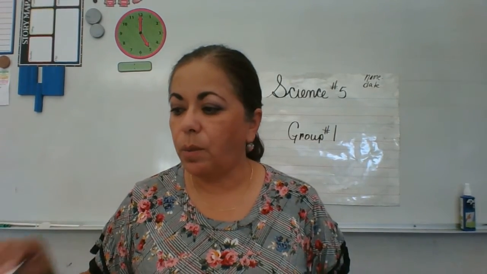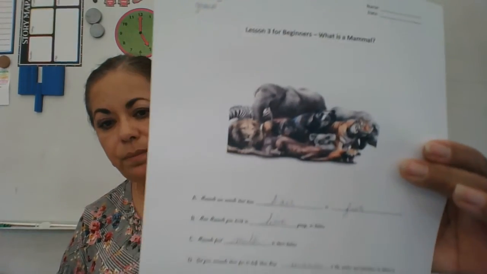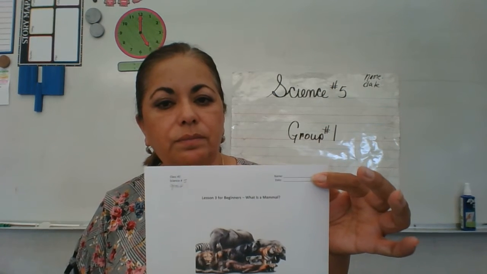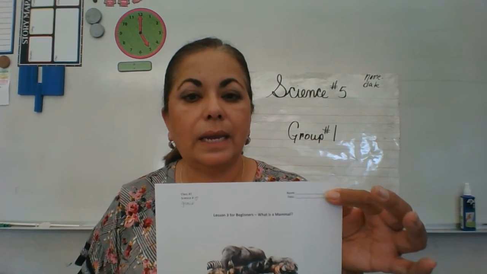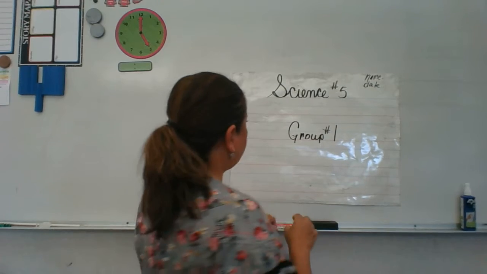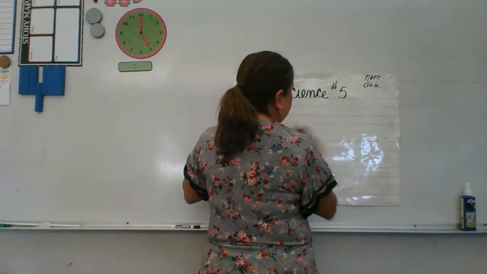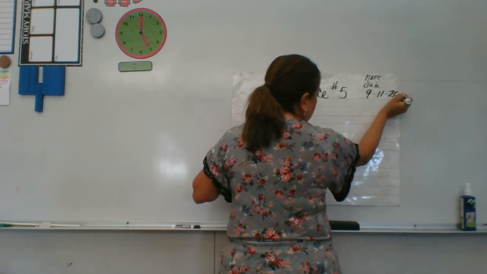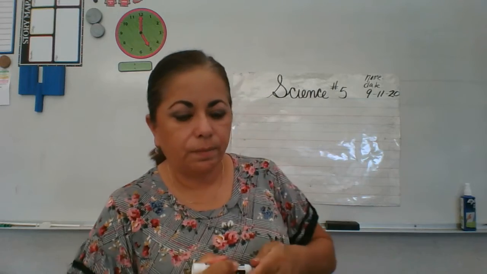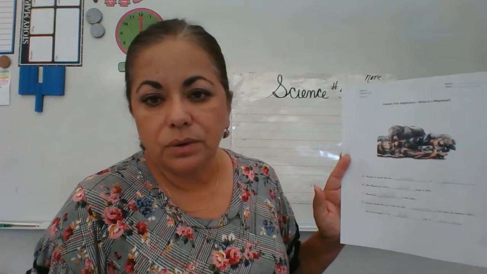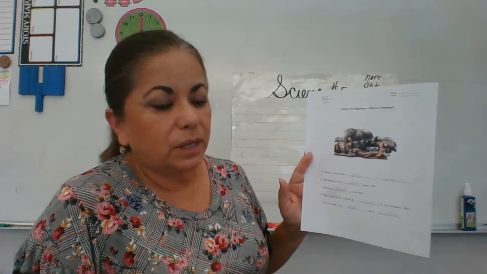All right, so now I want you to get this paper out here. See that paper? And I want you to write your name and your date right now. Write your name and date. So today is 9/11/20, September 11th, 2020. Okay, I'll write it on the board for you. All right, and together we're going to fill this paper out. Okay, on the top it says lesson 3 for beginners. And you're not Miss Lorena's beginners, but you're the beginners in this classroom.